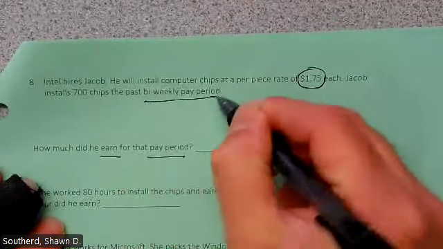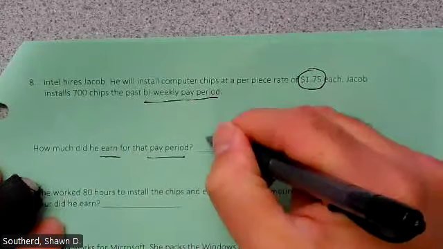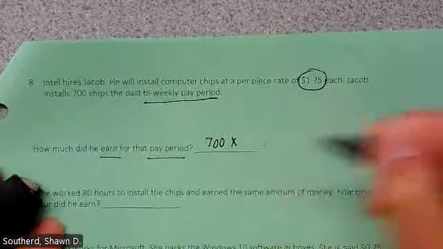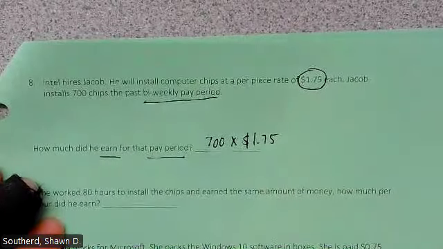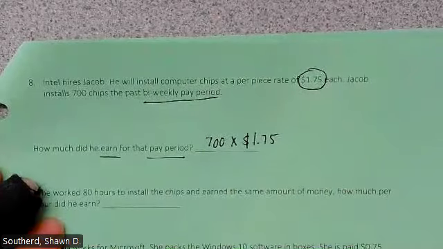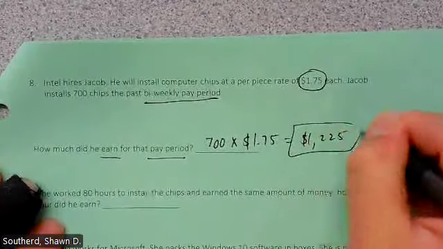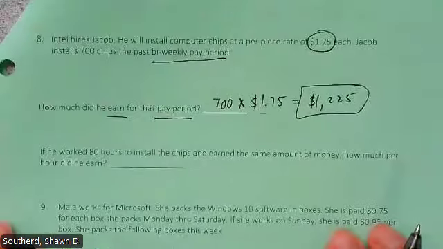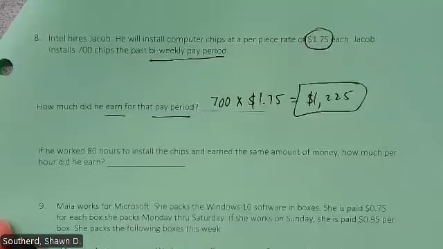So we have one biweekly pay period where he made 700 chips. The math here is simply 700 chips times $1.75 each. That's going to come out to $1,225. Okay, don't forget your dollar sign as well. Easy to forget. So if you get paid $1.75 per chip and you made 700 of them, that's what you're going to get.